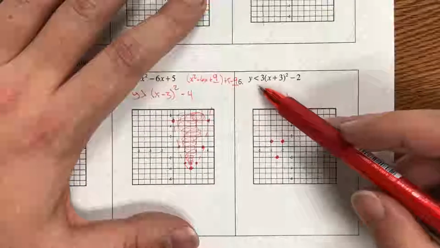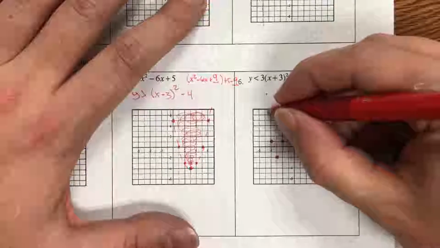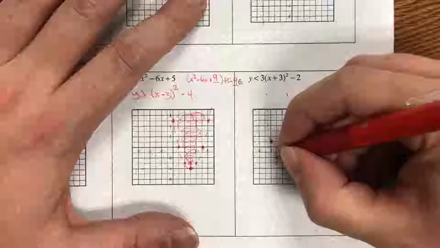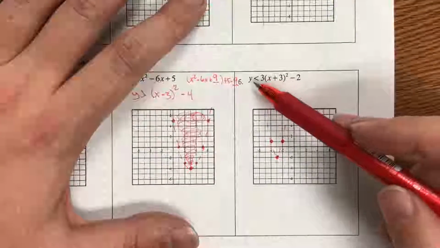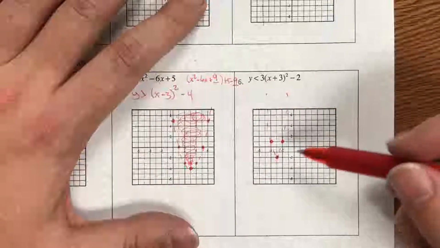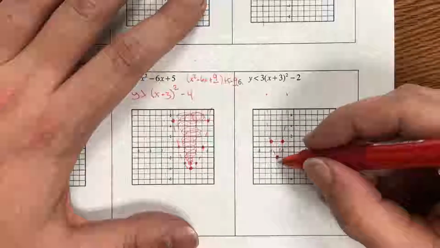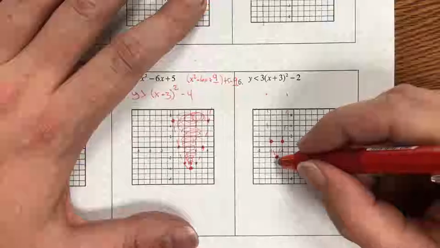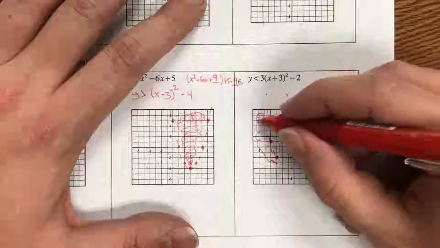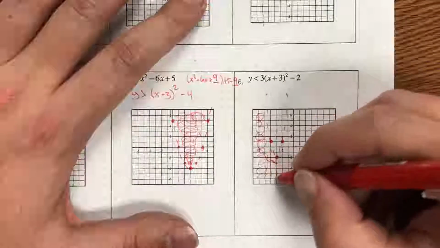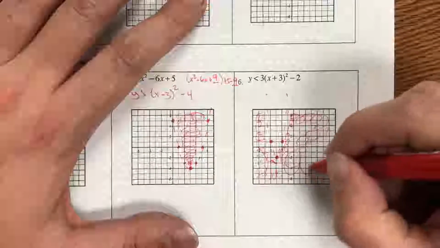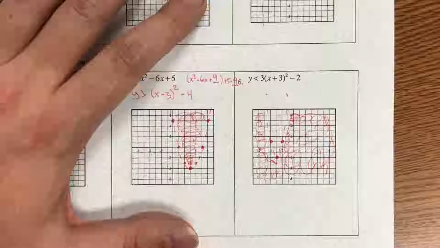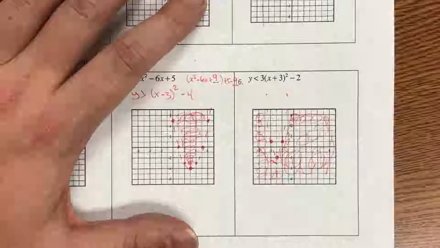Because this is not or equal to, it's going to be a dotted or dashed line. And then I want y values that are less than. So I go to my vertex, I choose a point that is below it, and I shade until I get to the line. I do not cross my line, so everything out there is what is shaded on this.